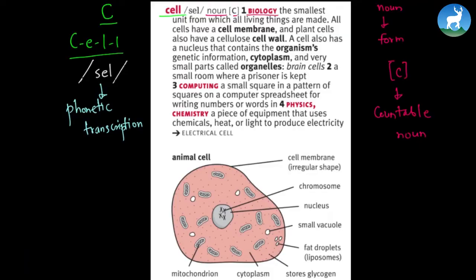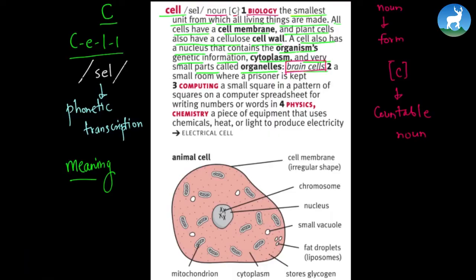Now we have the definition. Cell is the smallest unit from which all living things are made. So this is what we call the meaning of the word. All cells have cell membrane, another meaning, another technical term. That's why it's given in bold letters. And plant cells also have a cellulose cell wall. A cell also has a nucleus that contains the organism's genetic information, cytoplasm, and very small parts called organelles. One example of cell is the brain cell. So this is shown in italics.